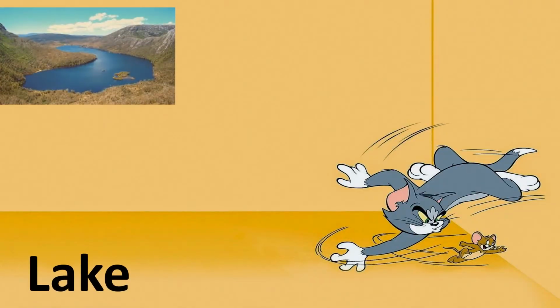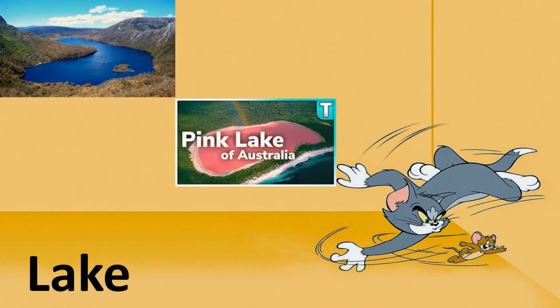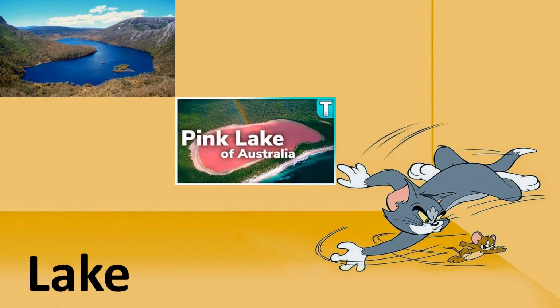Another is we have lake. So the famous lake to be found in Australia is the Pink Lake of Australia because of its color. You can see that one is color pink. So that makes it different from the other lake. Okay, so let's proceed now to our next reading.